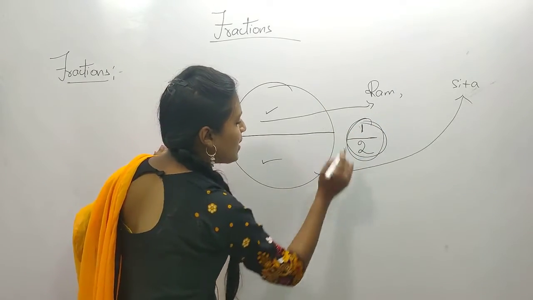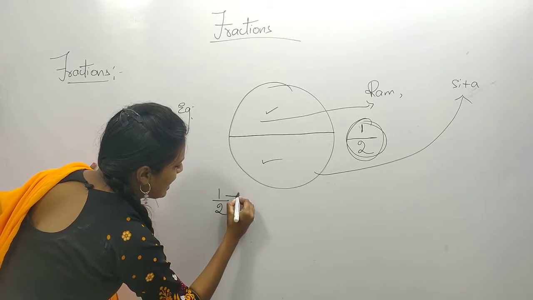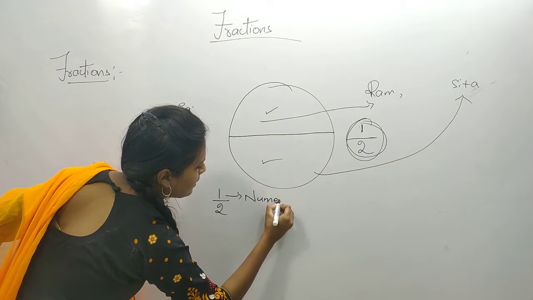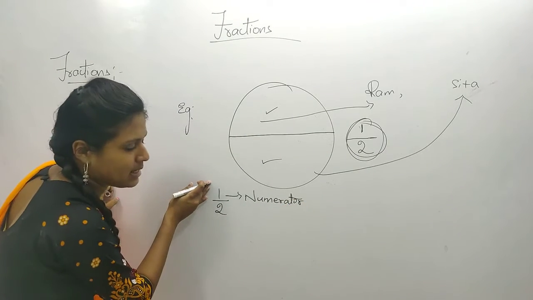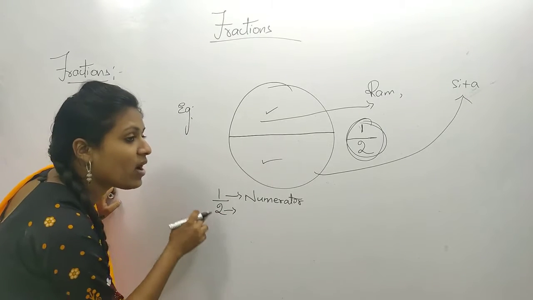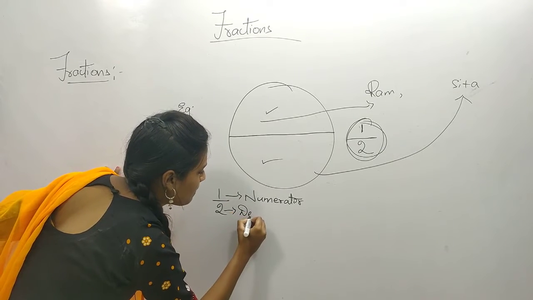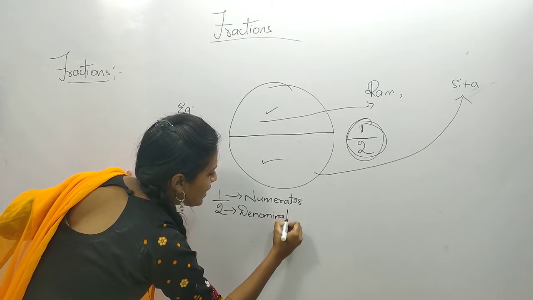What is 1 by 2 called? In 1 by 2, the 1 is called the numerator. Numerator. The numerator will be only in the upper part. In the lower part, what will be given? 2 is there. What is it called mathematically? Denominator. It is called the denominator.